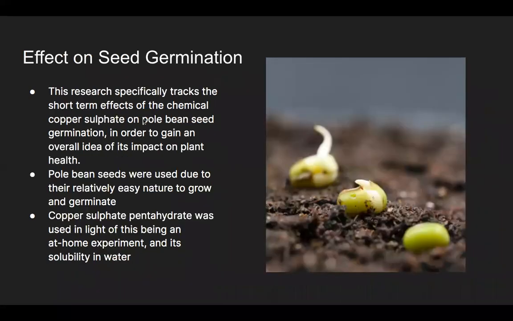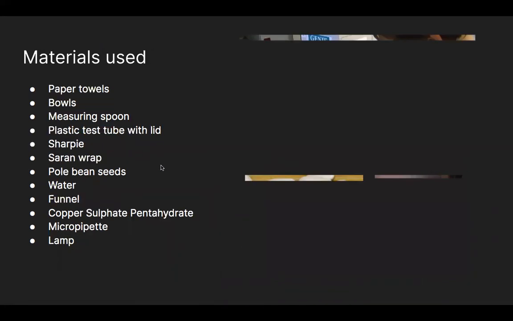This research specifically tracks the short term effects of the chemical copper sulfate on pole bean seed germination in order to gain an overall idea of its impact on plant health. Pole bean seeds were used due to their relatively easy nature to grow and germinate. Copper sulfate pentahydrate was used in light of this being an at home experiment and its solubility in water.